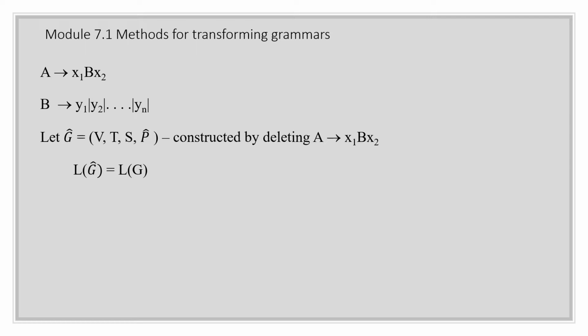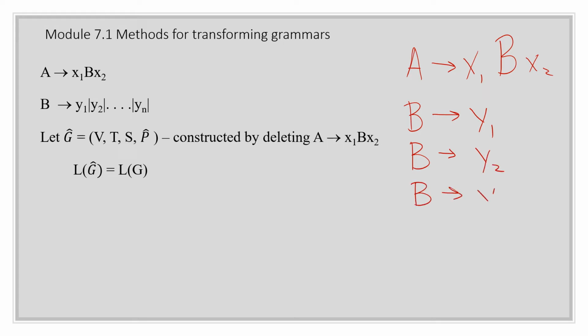Again, to go over this without so much information, our production for A is A to x1 B x2. We're not generating any language here, we're just going over the concept of substitution. And B has productions y1, y2, y3, all the way up to yn. So we can create a new grammar that is the same as this grammar by substituting in and not having any variables on the right-hand side.